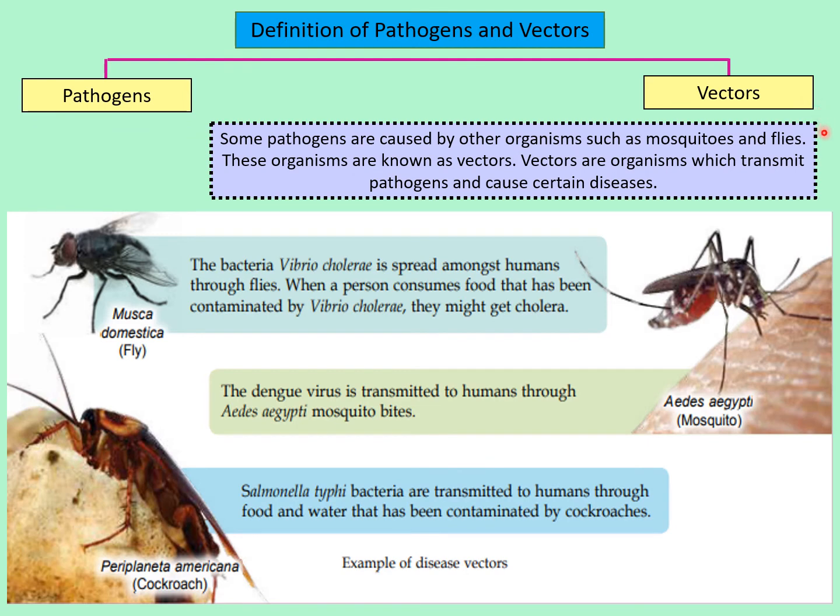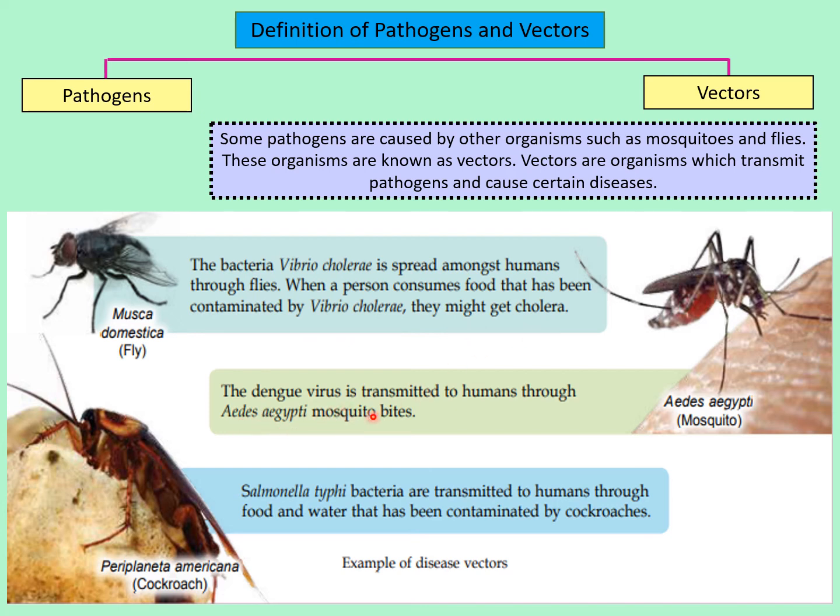Vector. Some pathogens are spread by other organisms such as mosquito and fly. These organisms are known as vectors. Vectors are organisms which transmit pathogens and cause certain diseases. For example, Musca domestica. This is a housefly. The bacteria Vibrio cholerae is spread among humans through flies. When a person consumes food that has been contaminated by Vibrio cholerae, they might get cholera.